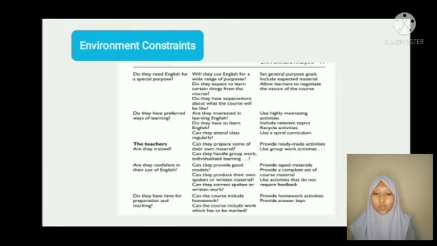And the next is also about learners. It is, do they need English for a special purpose?